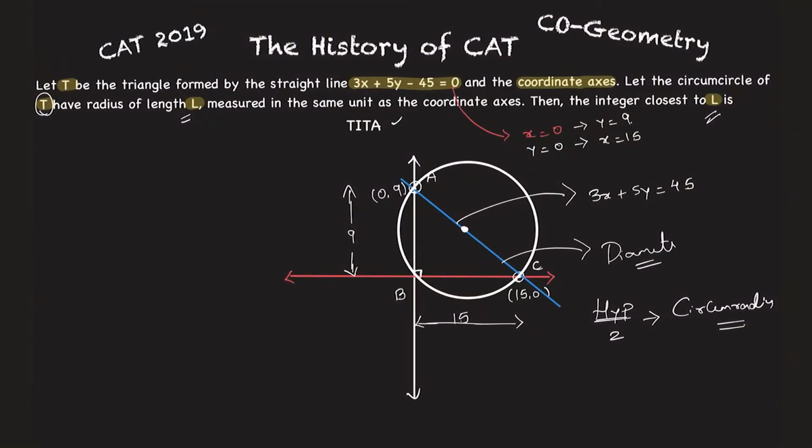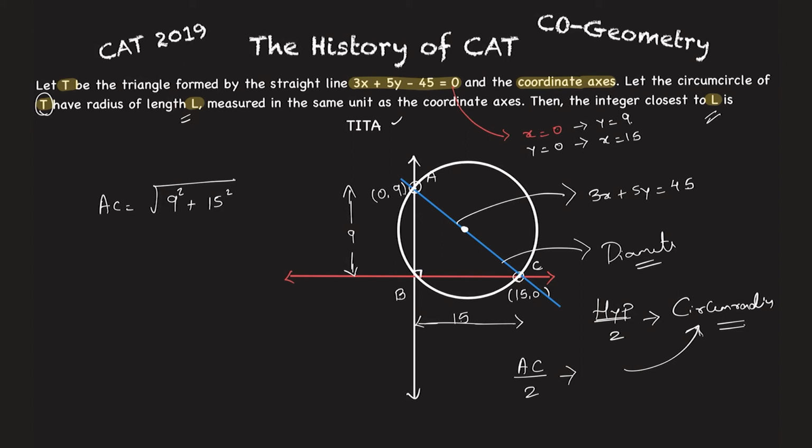So let's get the answer for AC, and half of AC will be my circumradius. So what is that equal to? Now it's all about calculation. So let's start. AC will be equal to the square root of 9 square plus 15 square, applying the Pythagoras theorem here. So what is this equal to now?